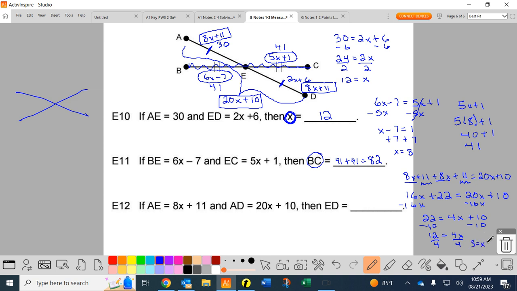Look at the question though. Is it asking you for x? No. It's asking you for ED. So you've got to plug in for ED. ED is this one, guys. This is the one we're plugging in for. So here we go. 8 times what number? 3. And then we do plus 11. That's going to be 24 plus 11, 35. That's ED. 35 is ED.